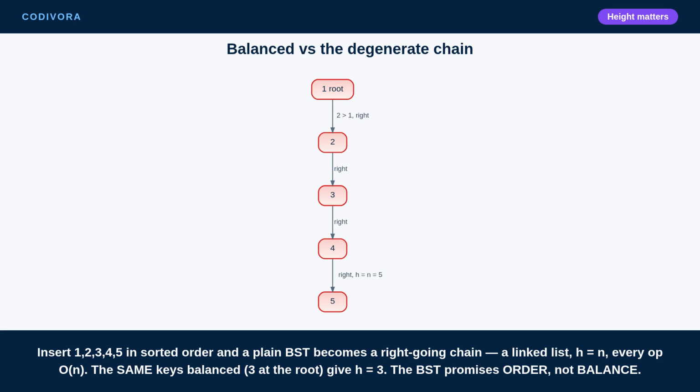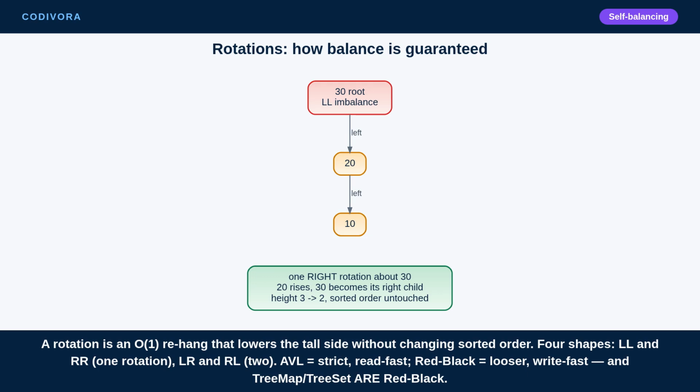This is exactly why self-balancing trees exist. So how do we guarantee balance? With rotations. A rotation rehangs 3 nodes, so a tall chain becomes a short fork. And crucially, it never changes the sorted order.